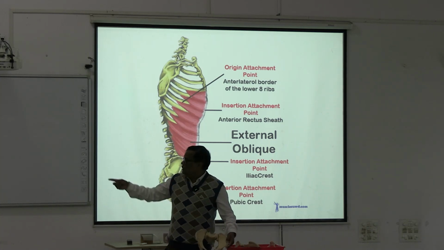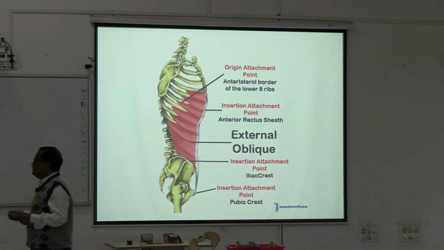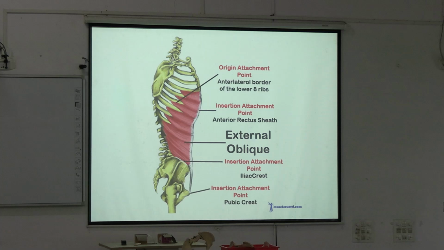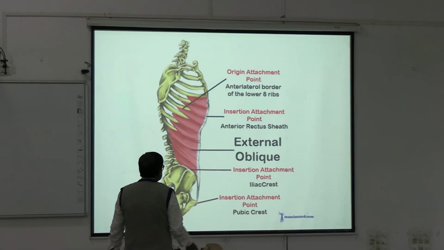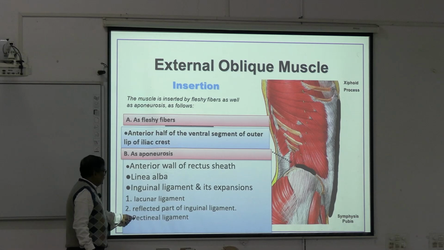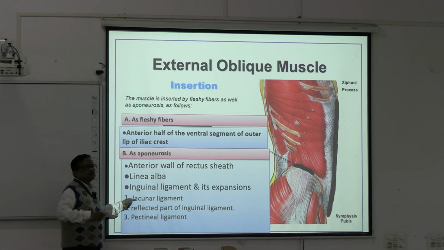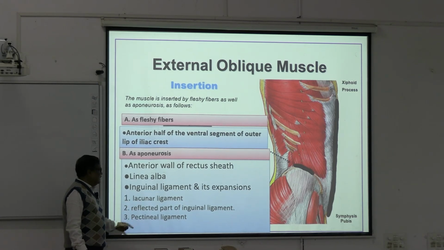So the inguinal ligament is nothing but a part of the external oblique muscle, and this inguinal ligament has got some extensions. Through these extensions, these derivatives, they also attach to the pubic crest and the pectineal line. What are the extensions? I will come later on. So these are the origin and insertion of the external oblique. These are expansions, I will come later, the derivatives of the inguinal ligament. Some extensions arise from the inguinal ligament: the lacunar ligament, the reflected part of the inguinal ligament, and the pectineal ligament. Then there is a very big thing to say.